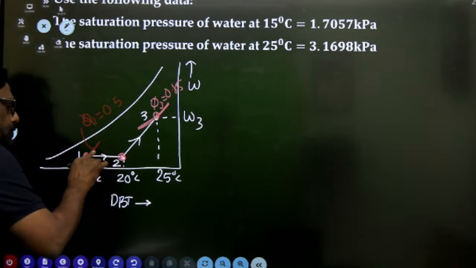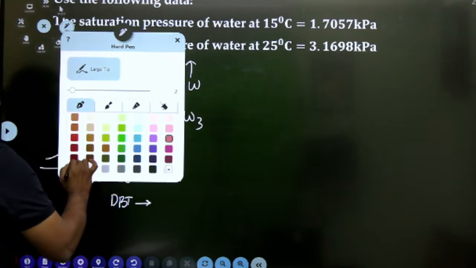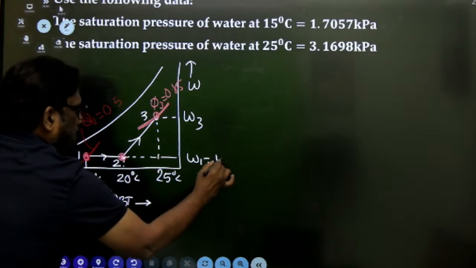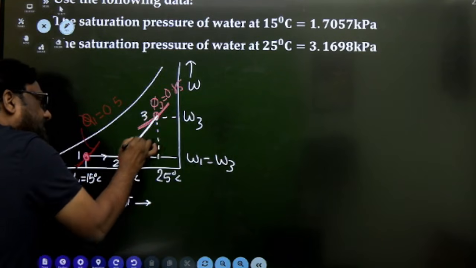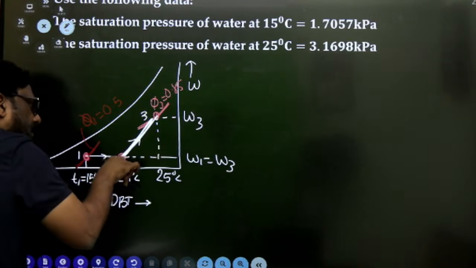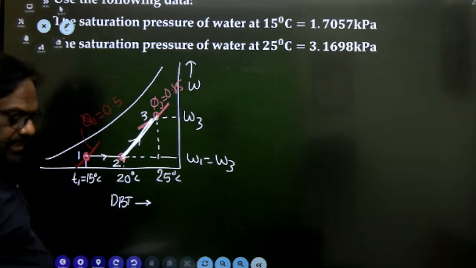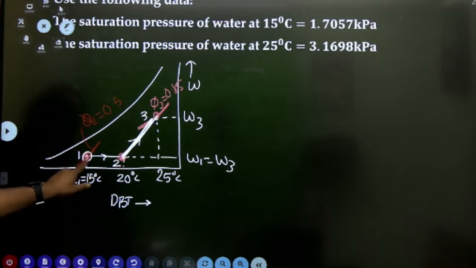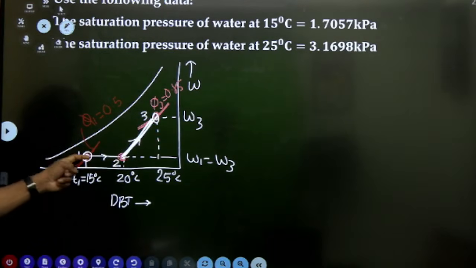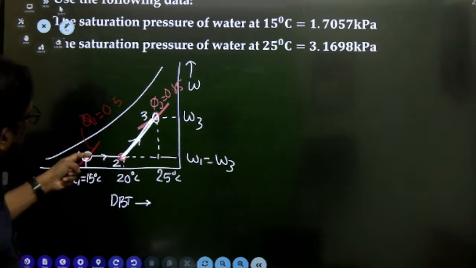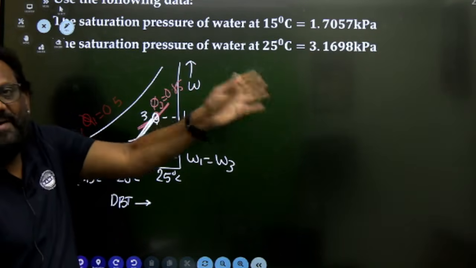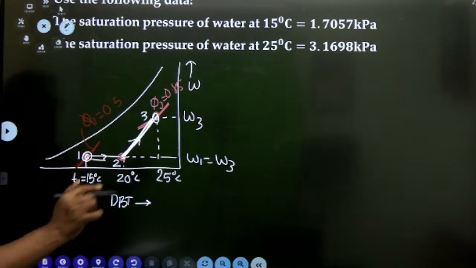It is a sensible heating. So here it is a horizontal line. So therefore, from 1 to 2, the omega is remaining constant. So here the moisture is added, therefore the value of omega is increasing from omega 1 to omega 3. So I will calculate the specific humidity at 1, then at 3, because specific humidity at 1 and 2 are same, because it is a sensible heating. The difference will be equal to the amount of water vapor added. Very good.